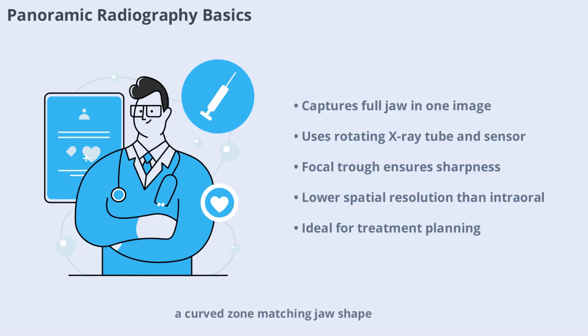The focal trough, a curved zone matching jaw shape, ensures sharp imaging for structures within it, while those outside appear blurred or distorted. This technique is invaluable for treatment planning, especially for patients unable to tolerate intraoral imaging. However, its limitations include lower spatial resolution and non-uniform magnification, making it less reliable for detecting subtle pathologies.